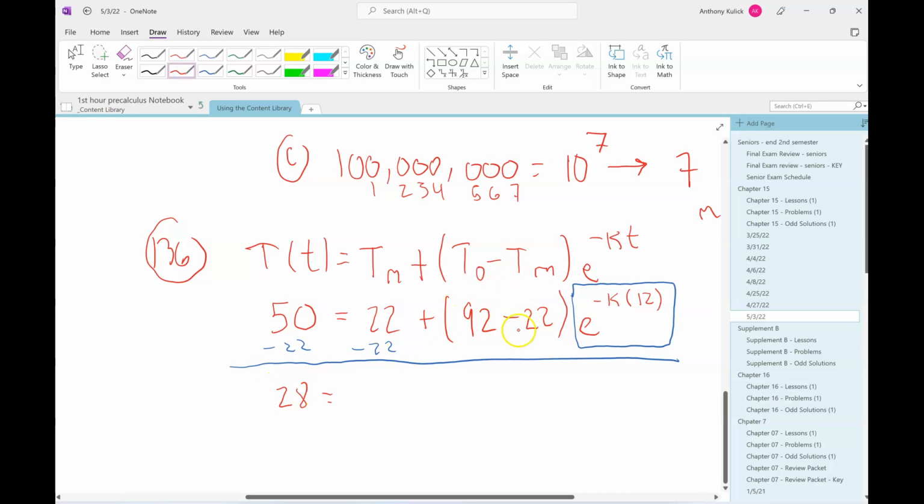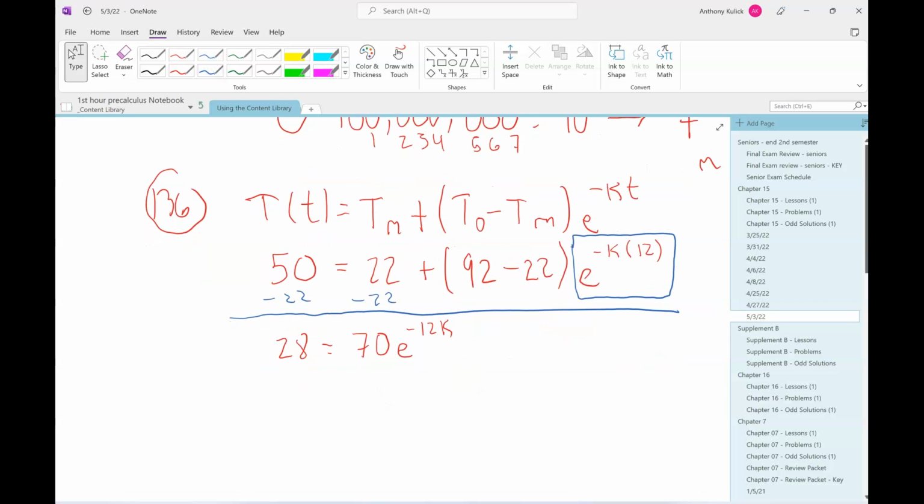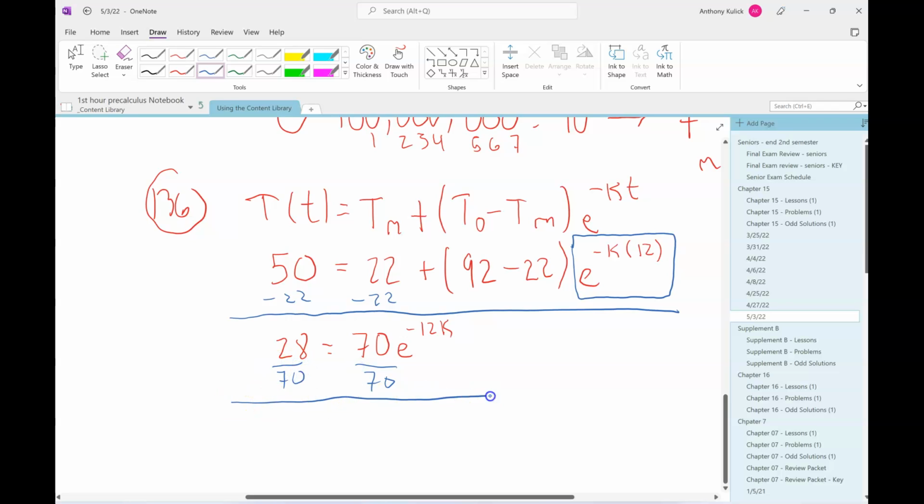And 92 minus 22 is just 70, so I'm going to just write it that way. Everybody's okay? Next thing I should do is divide by 70. Very good. Again, our goal is just trying to get that exponential piece all by itself.